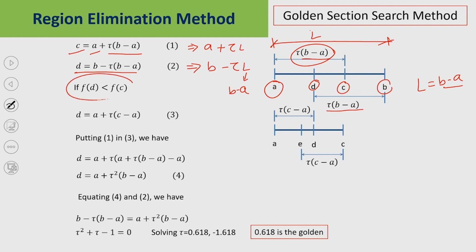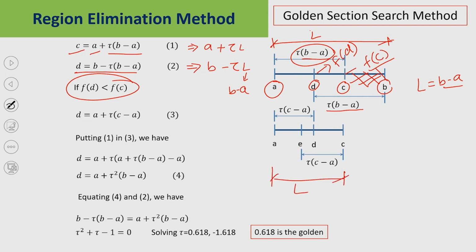Now, suppose this condition is true, that is f(D) is less than f(C), that means f(C) is greater than f(D). So, this is f(C), and if I calculate f(D), f(C) is greater than f(D), that means this particular area will be eliminated. Okay. So, once you are eliminating, you are getting this new L.